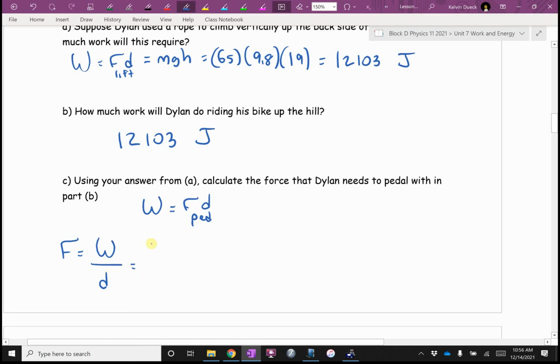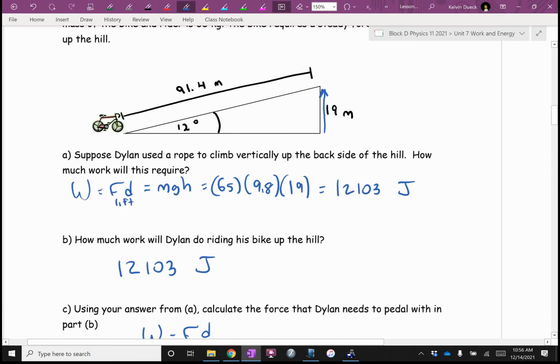How much was the work? 12,103. Now let's go look back at this picture. I think the force pedaling would be in that direction. I think F pedal would be in that direction. What did we say about the force and the distance when you're using work? The force and the distance have to be in the same direction. Which distance am I going to use here, Brea? Hint, not 19, but what?